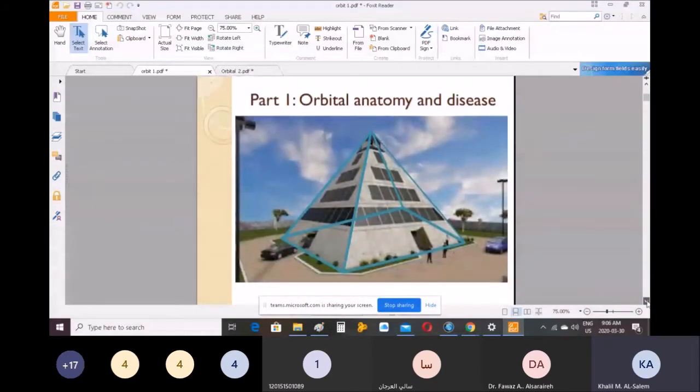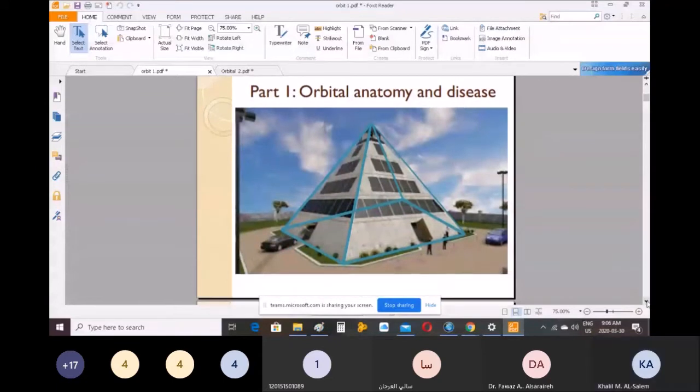So the orbit is a fairly large house of the eye. It's around 30 cc's, and it has 4 walls, as we will be seeing now. The apex is directed towards the cranium, and the base is directed towards the face.